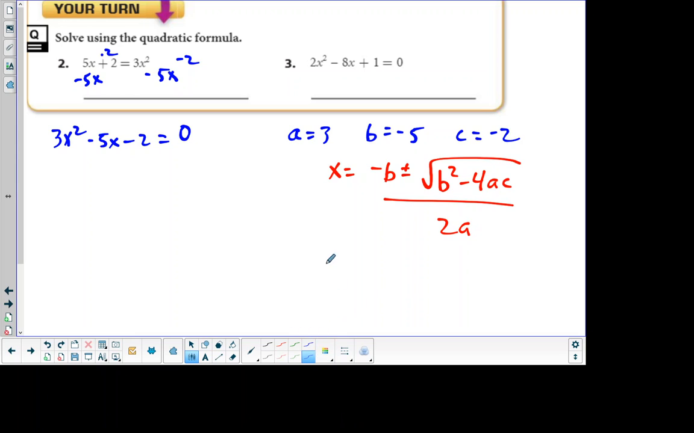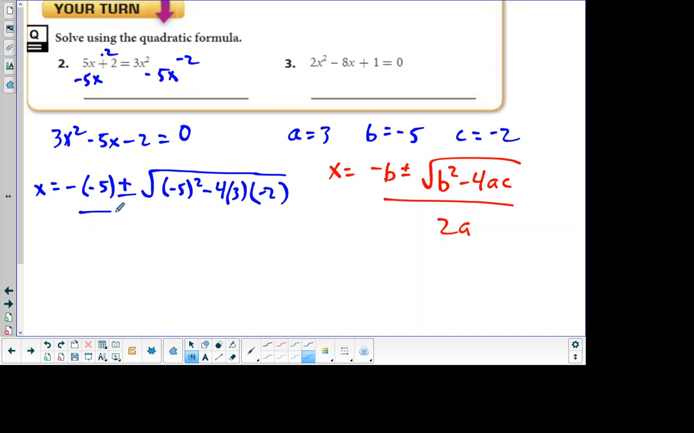2a. So now just to substitute, we're going to say x equals, right, b is negative 5, so it's going to be negative b plus or minus the square root of b squared. Well, b is negative 5, so it's negative 5 squared minus 4 times the a value. The a value is 3 times the c value, and the c value is negative 2. So our first step was to just substitute everything, and then 2 times a, the a value is 3.